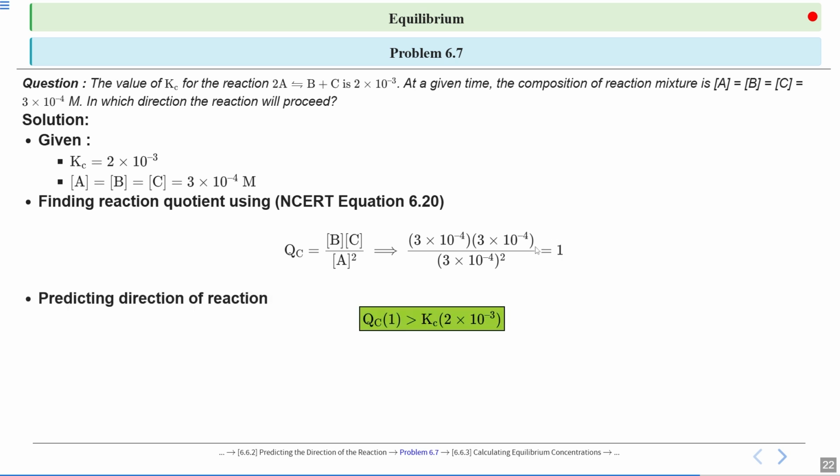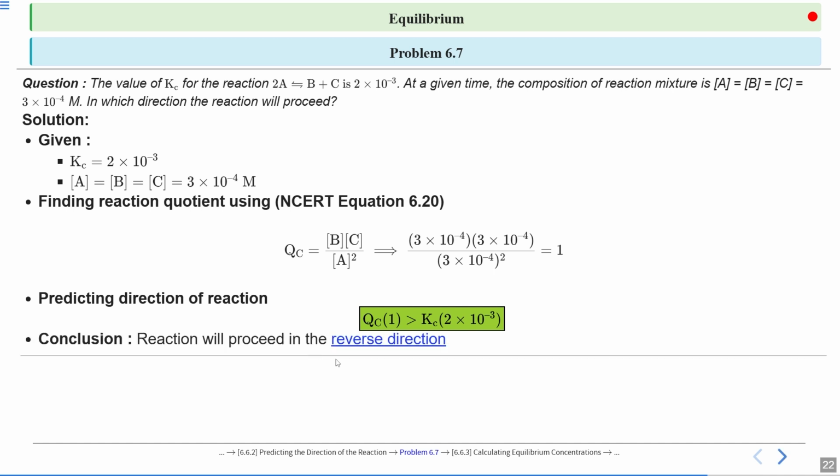Now let us compare it with the Kc value. Kc value is 2 into 10 to the power minus 3, which is less than the Qc. So since your Qc value is greater, the reaction will proceed in the reverse direction. Is it clear to you? It's very simple. This is the first situation. Sorry, this is the second situation that we have seen in the previous discussion. Got it?